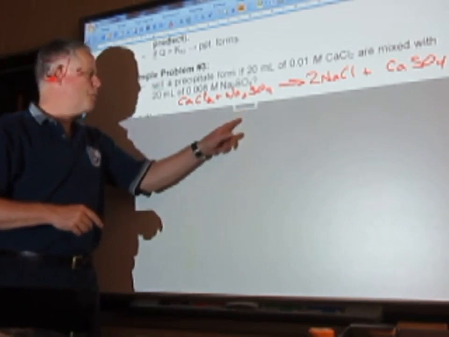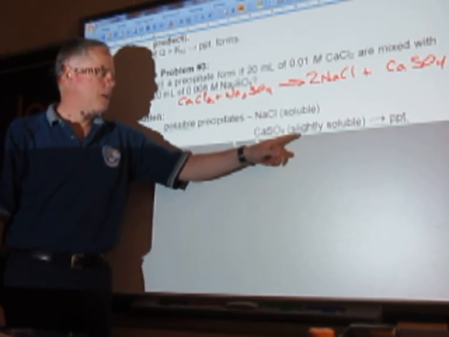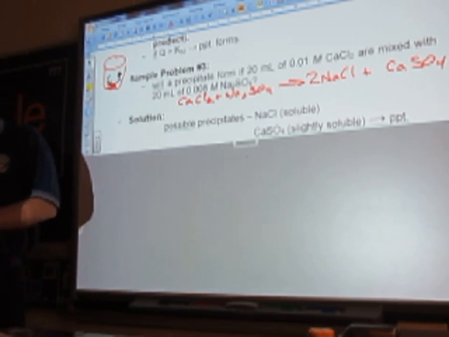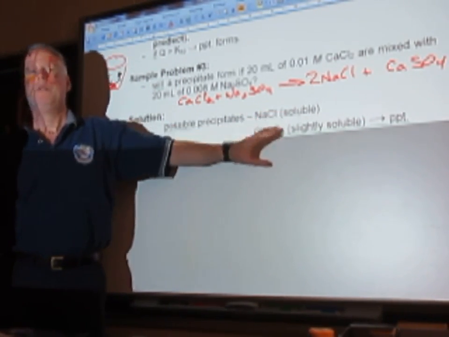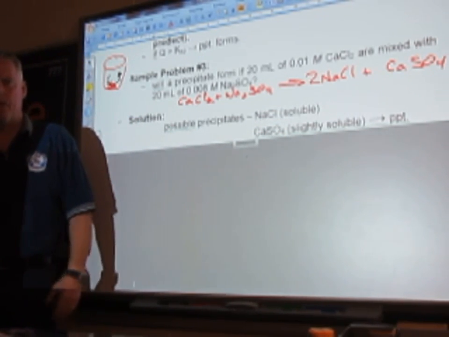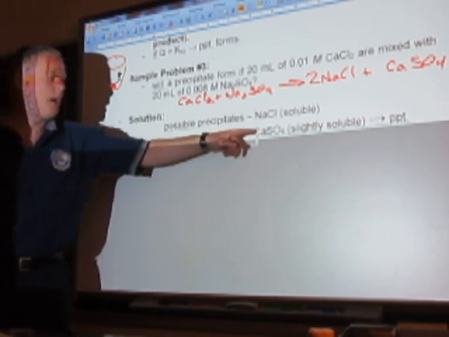So, two possible products, sodium chloride and calcium sulfate. This is slightly soluble. That's your precipitate. All you need to know is sodium, that means that's going to be soluble. The other one's going to be a precipitate. It's always going to be the precipitate. Okay? All right. So then the KSP value I give you is the KSP for calcium sulfate.